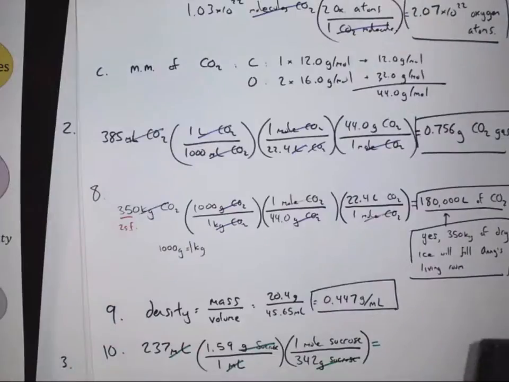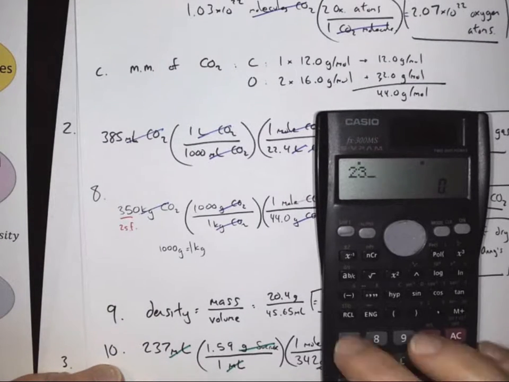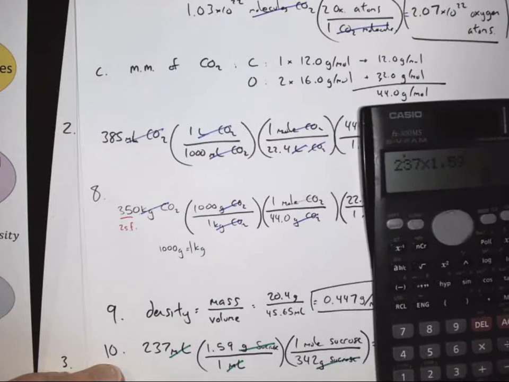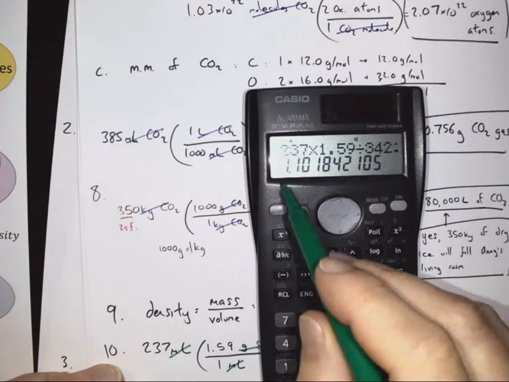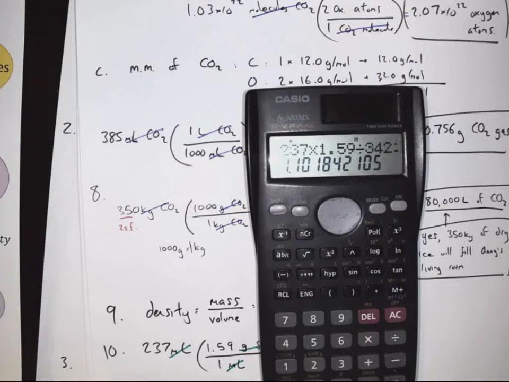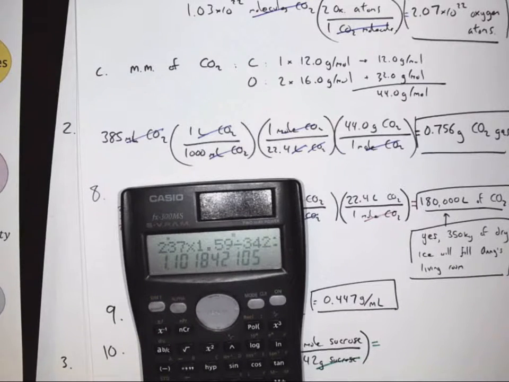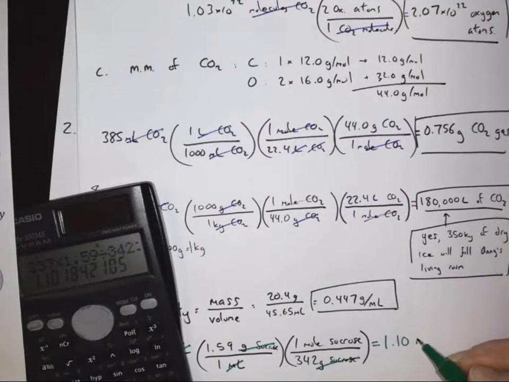So I'll get my calculator out and say, okay, 237 times 0.59, and I'll divide by 342, and we get a value. It looks like we have 3 sig figs, 3 sig figs, 3 sig figs. So we'll round that answer to 3 significant figures. So we say 1.10, and the units that didn't cancel out are moles of sucrose.